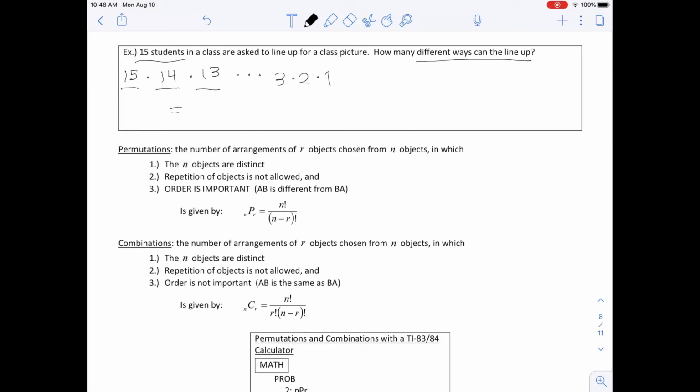This would have been really challenging if I asked you about 36 students, and you would have had to write 36 times 35 times 34 times 33 and so on, all the way down to 3, 2, 1. A faster way to do this is to write it as a factorial. A factorial was n times n minus 1. In this case, it's 15 times 15 minus 1, which is 14, times 15 minus 2, which is 13, and so on. On your calculator, you get 1.308. Again, we have that E, so that's going to be times 10 to the 12th.